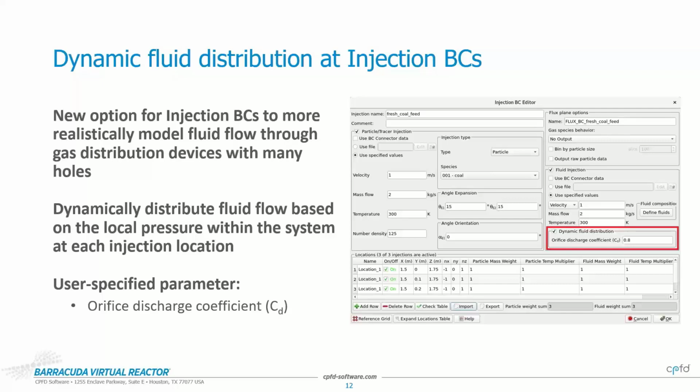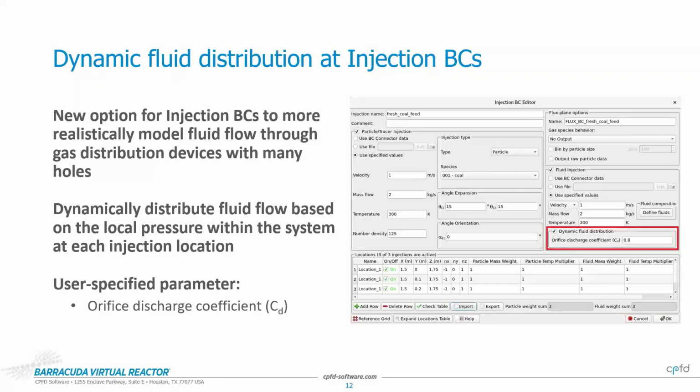number of holes. When you're defining a fluid injection, you can enable this new feature by clicking the checkbox that says dynamic fluid distribution, and then you can specify what is called an orifice discharge coefficient. This is something that you can find in reference books, or your design team might know this value already. And so you plug that in there. And I'll show in a moment, the user manual also shows what the equation is that actually uses this term.